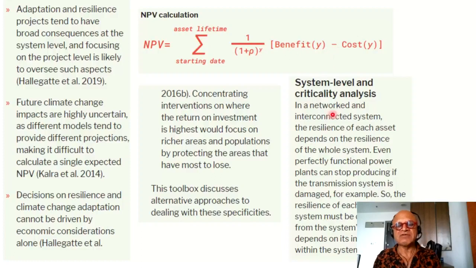So system level critical analysis then is in a networked and interconnected system. The resilience of each asset depends on the resilience of the whole system. So you cannot make the system resilient unless every component of the system is resilient. Even perfectly functional power plants can stop producing if the transmission system is damaged, for example.